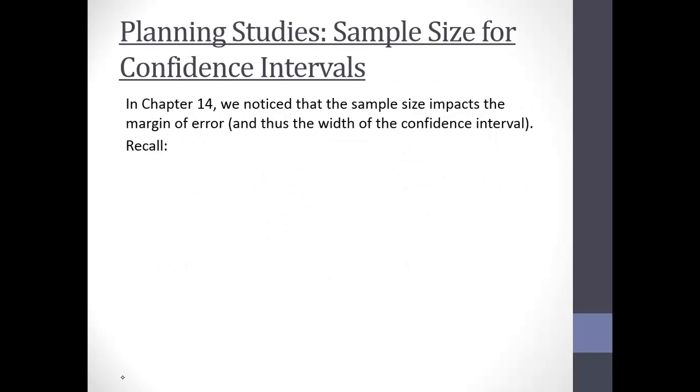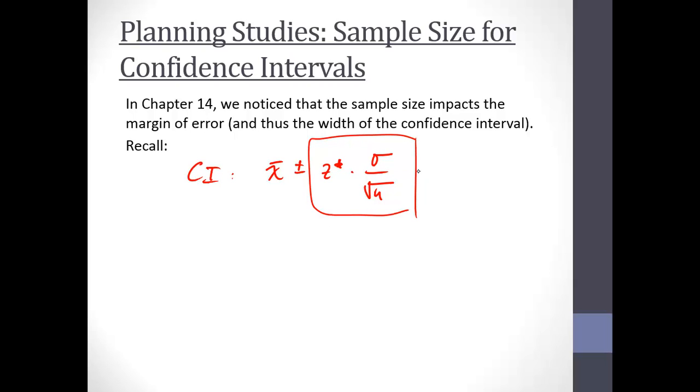Okay, maybe the last thing to look at here is to go back again to confidence intervals and think about how sample size affects those confidence intervals. If you remember back to chapter 14, we found that the sample size impacts the margin of error, of course. Our confidence interval was x bar plus or minus z star times sigma over the square root of n, where this is our margin of error, which let's call m for now.